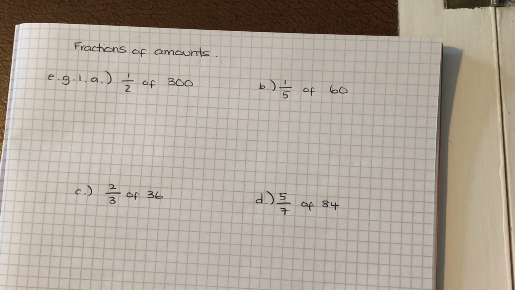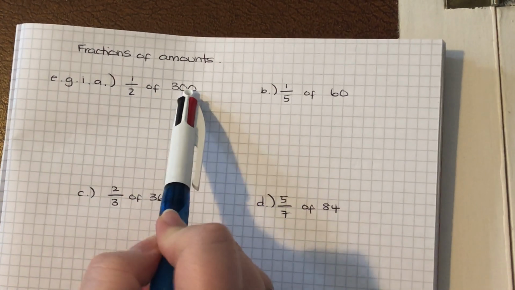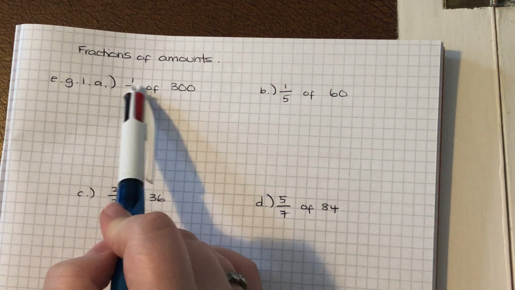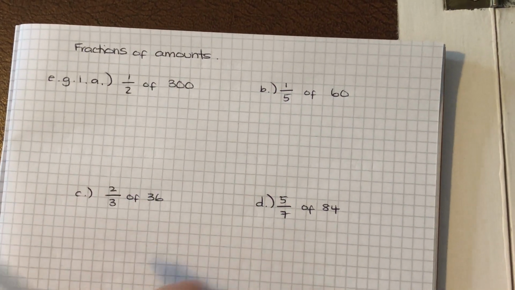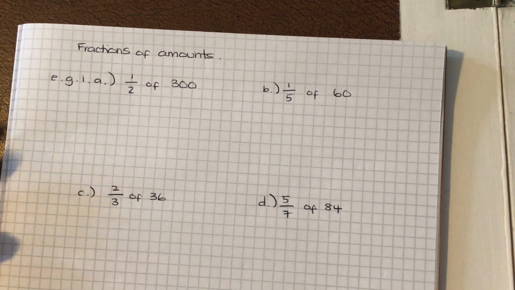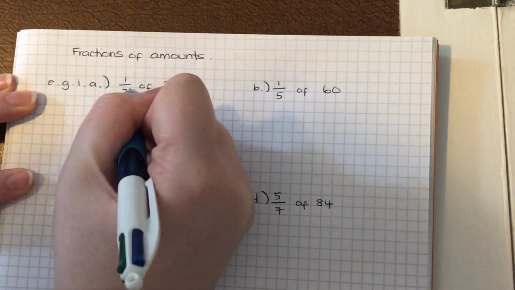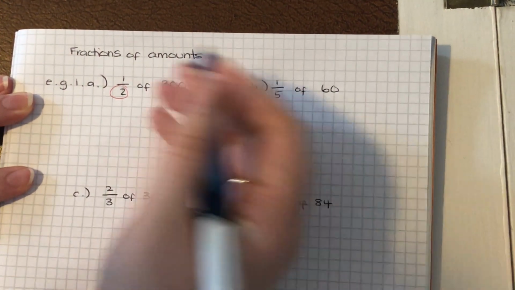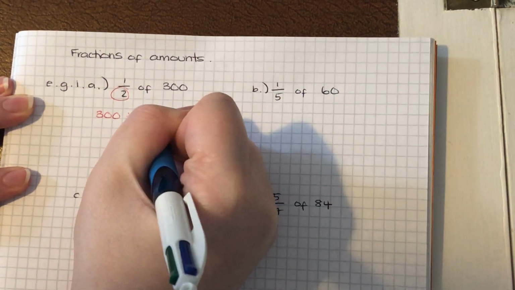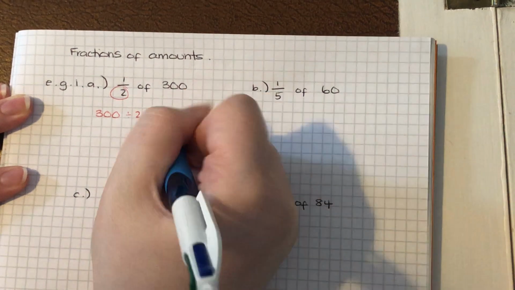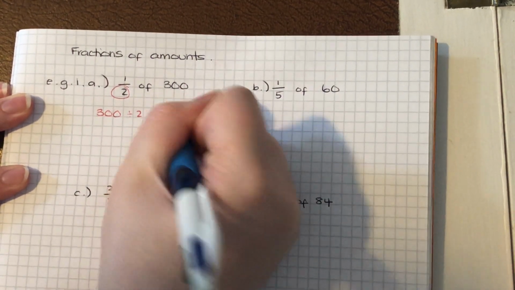So the easiest way to be able to do these ones is that we always divide the number that you're given by the denominator, so the number on the bottom, and then we multiply it with what number is on the top, okay? So for the first one, we've got a 2 as the denominator, so we're going to do 300 divided by 2, okay, which gives us 150.